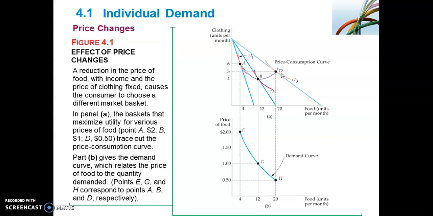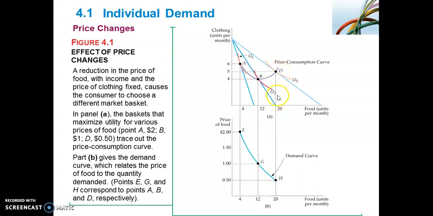So the price of food becoming cheaper. Now if the price of food is 50 cents or half a dollar, we can see the budget constraint pivots outward and the consumer is now on a higher indifference curve, U3. And at point D, that is the optimal basket where utility is going to be maximized. The consumer now gets 20 units of food and 5 units of clothing.